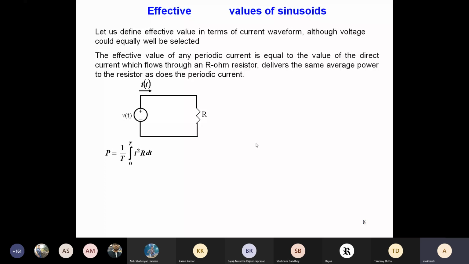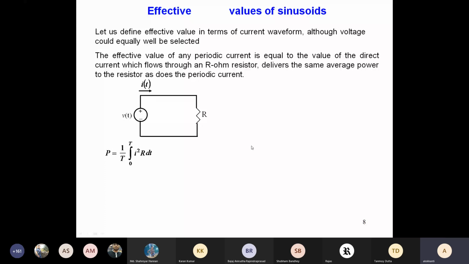So this average value over this T: to find out this average, you basically divide by T. So you do integration of I square R dt from 0 to T, and then you divide by T. That is the average power going into this resistor if it is a periodic current. You see this word I have used here, periodic current, because it is I, which is a function of t.